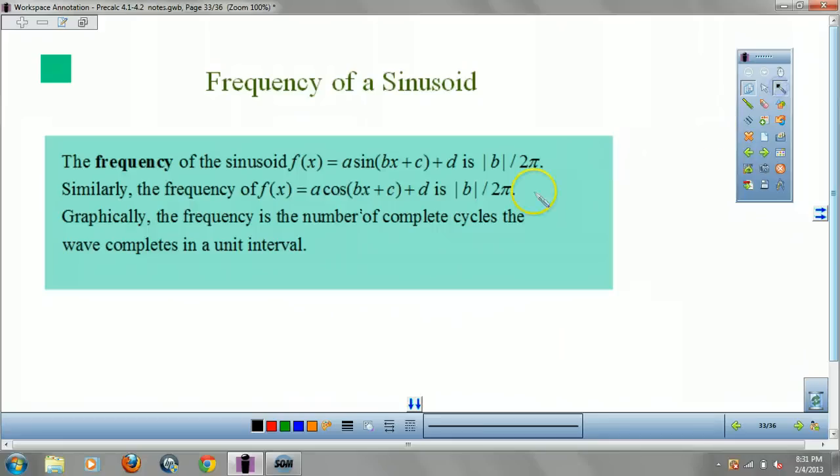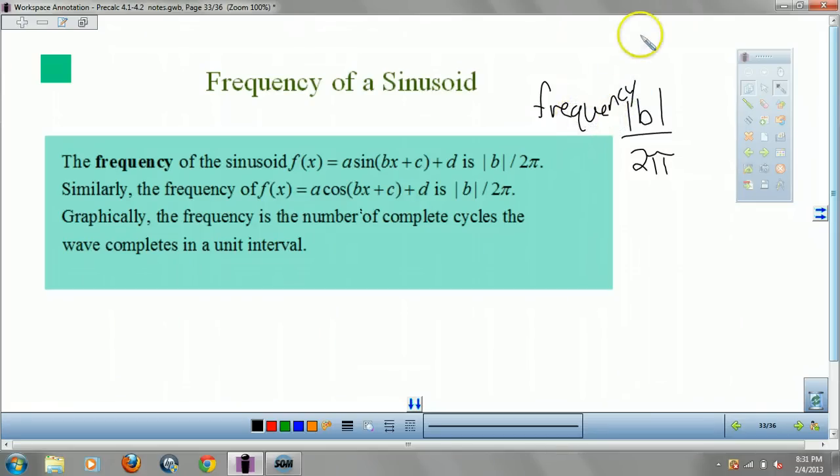Okay. So now your frequency, instead of being 2 pi over b, is the absolute value of b divided by 2 pi. Okay? So go ahead and add that to your notes. And that's how often the wave passes by in an amount of time. That's what frequency is.